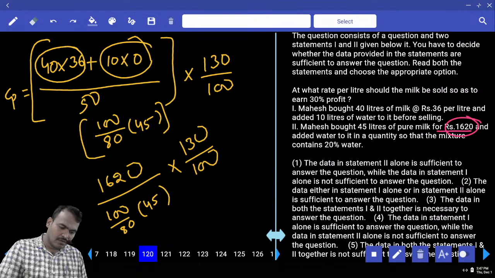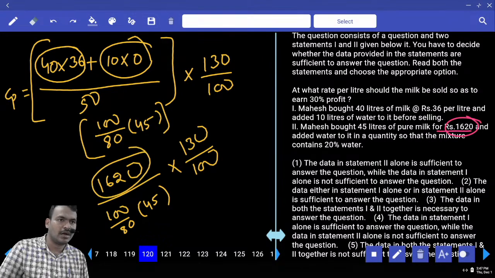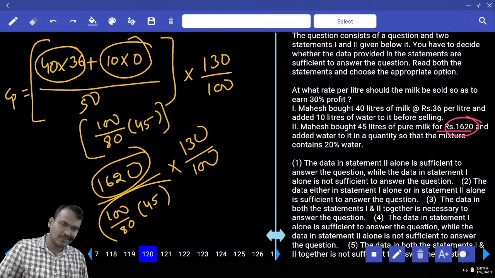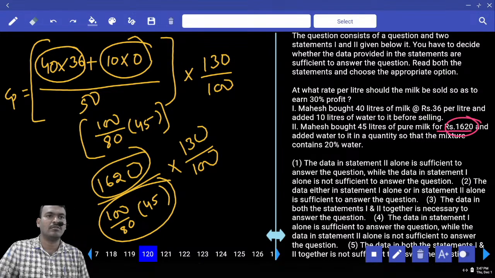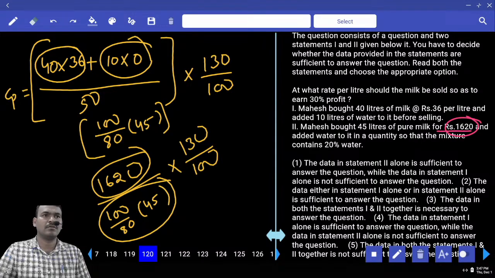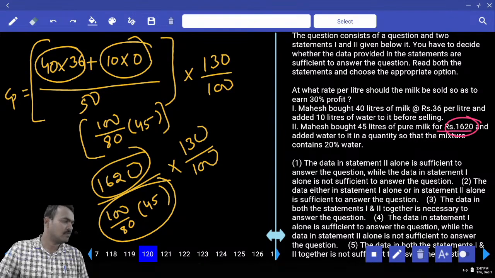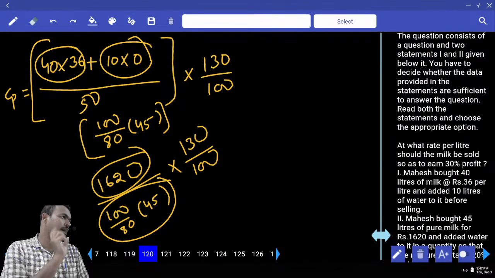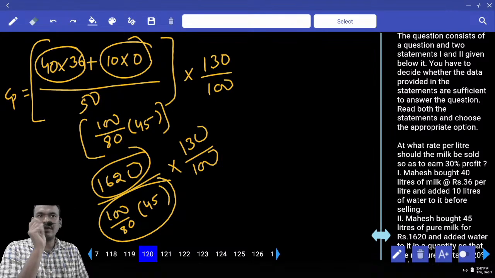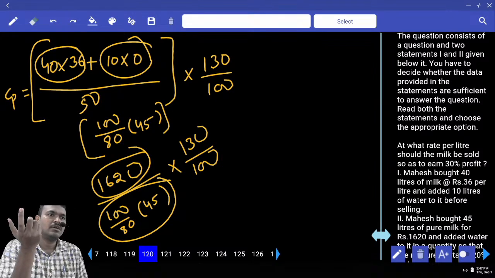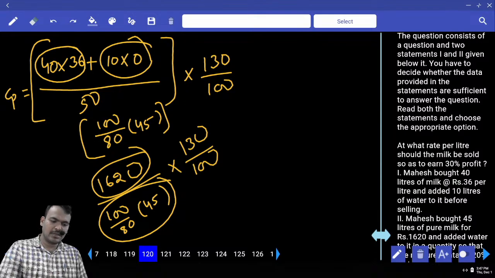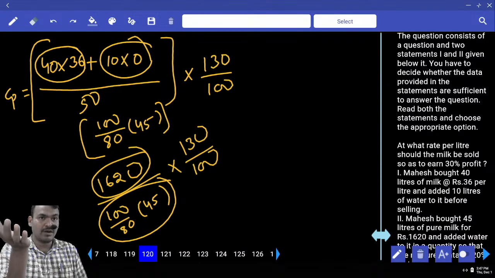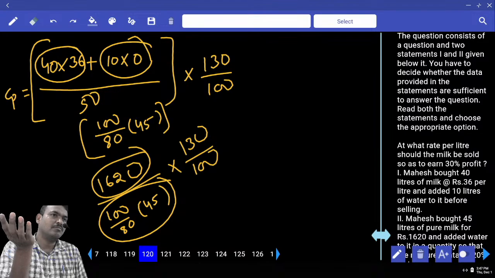Yes or no? 1620 is the total cost. 100 by 80 into 45 is the total quantity or not? Total cost by total quantity, we get the per liter cost or not? Yes or no? 1620, how many liters are purchased? 100 by 80 into 45. We are not required to find the value. If we do verification or not? Yes or no? 20% is water. Remaining 80% milk.